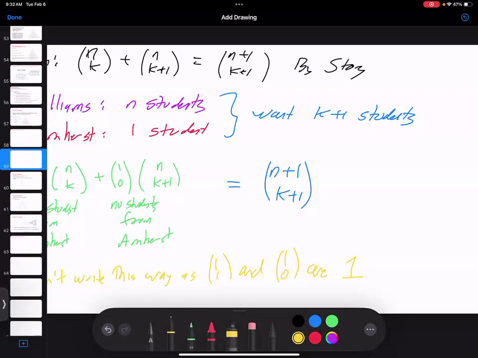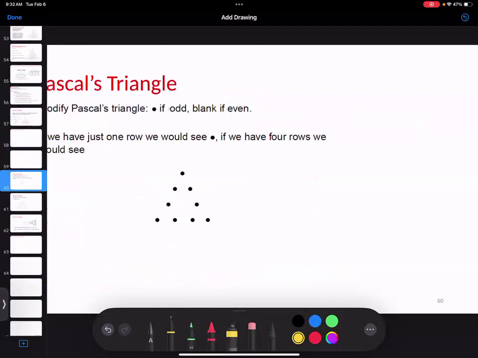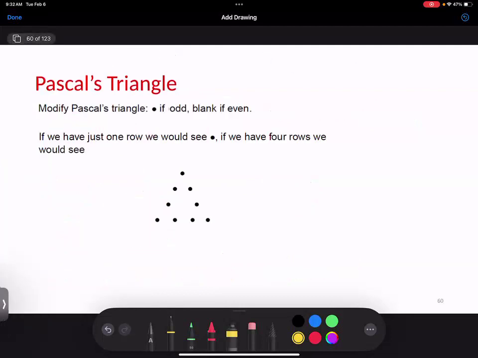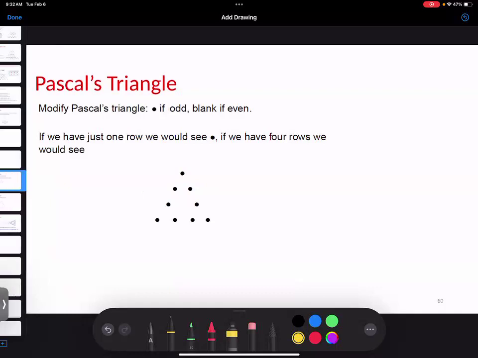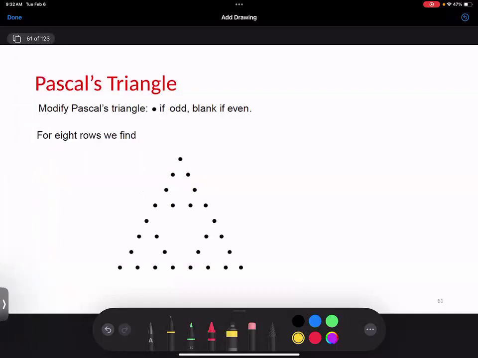There's a lot of fun stuff you can do with Pascal's triangle. One of my favorites is imagine, since we do clock arithmetic a lot, whenever you have an odd number, put a dot. Whenever you have an even number, remove the dot. So this is what would happen if you have just one row, it would just be one dot. If you have 4 rows, it would be a triangle with a dot missing in the middle. As we do a little bit more, it starts to get interesting.